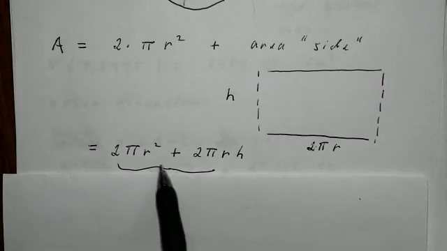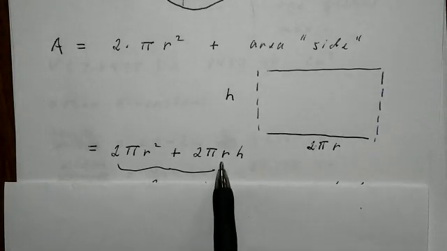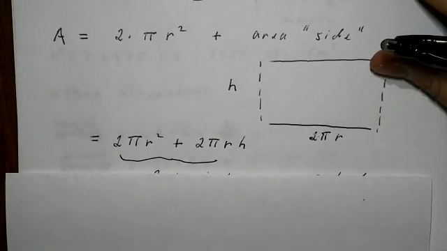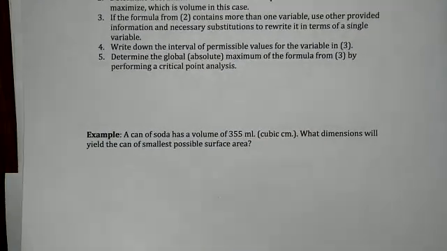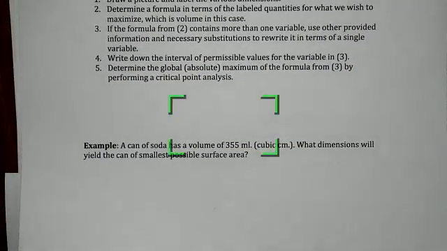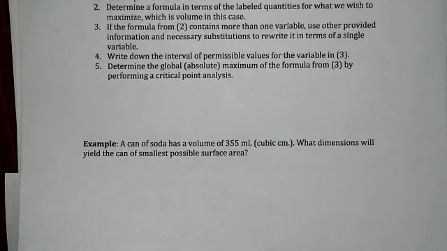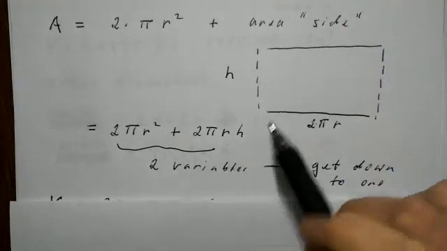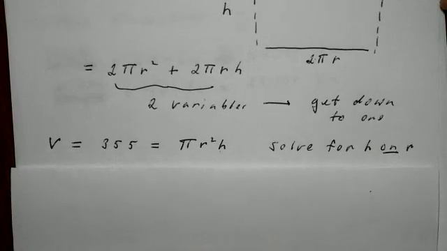Now, in the previous example, once we got to the volume, which was what we were trying to maximize, we had just one variable. So we were all set. We could compute the derivative, set it to 0, and find the critical points. In this example, a little more work is involved. Here's where we have to go back and use number 3. If the formula that we have contains more than one variable, use other provided information and necessary substitutions to rewrite it in terms of a single variable. So we have two variables here, r and h. We need to get rid of one of them and get a formula just in terms of r or h. And this involves a substitution.